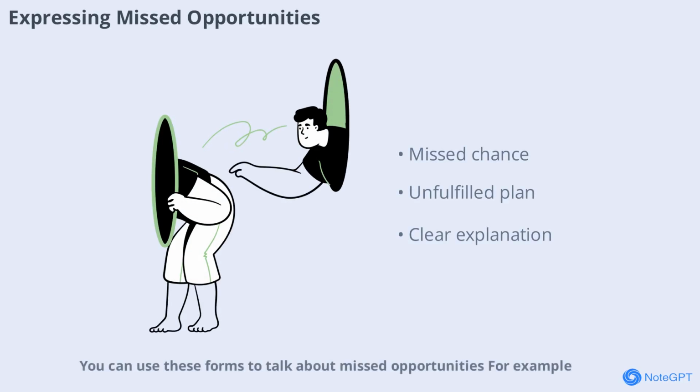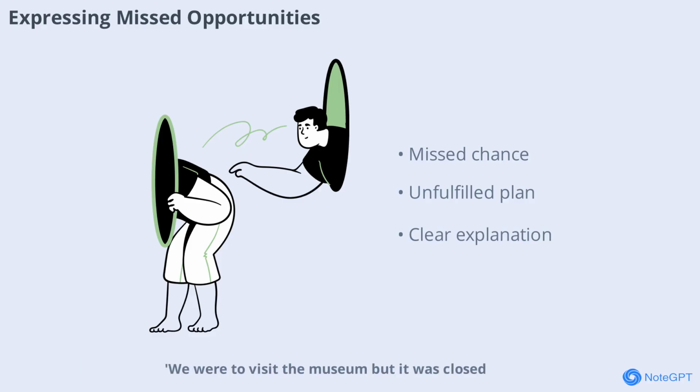You can use these forms to talk about missed opportunities. For example, we were to visit the museum but it was closed. This helps you explain why something enjoyable or important didn't happen as planned.